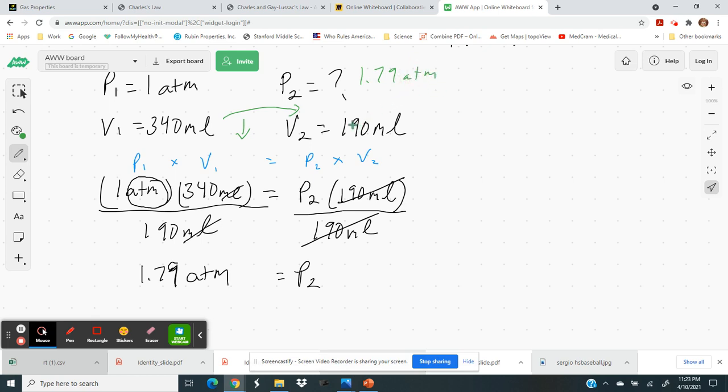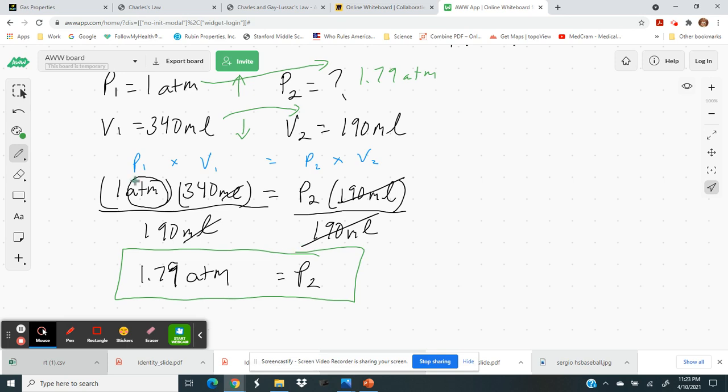We were told from Boyle's law that if your volume goes down, your pressure is going to increase. And it did. It went from 1 atmosphere to 1.79 atmospheres. So as volume went down, pressure went up. It followed Boyle's law, and that's how you would do the problems. There's your answer, 1.79 atmospheres. So you can predict what the pressure will be.